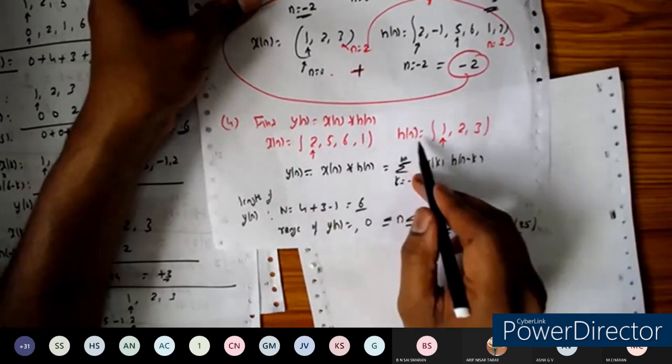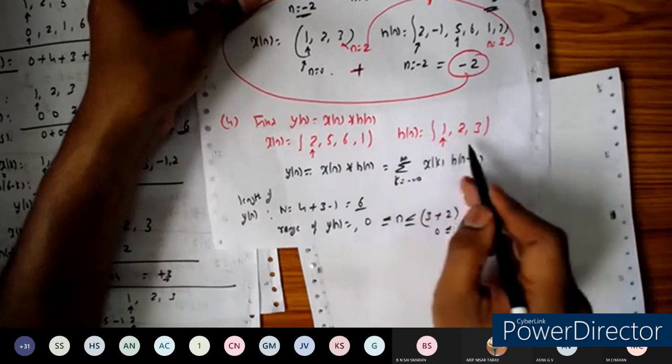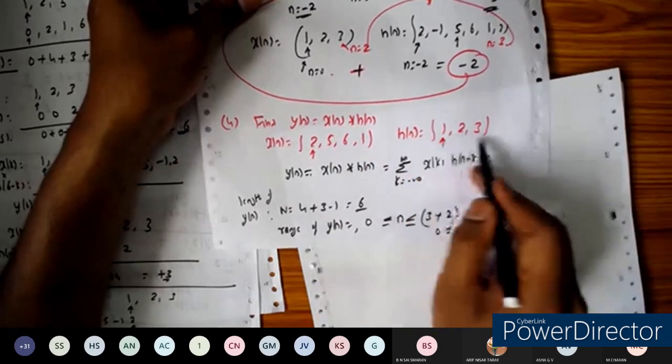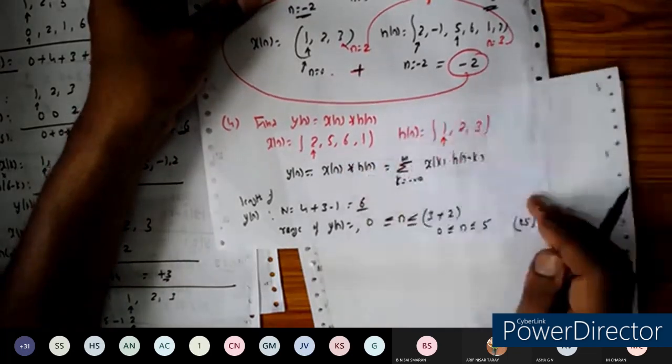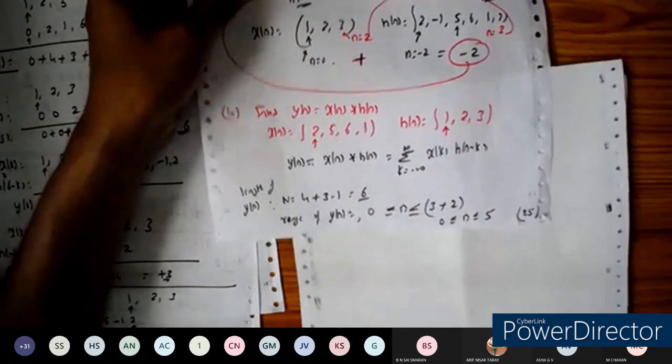And similarly, h of n is there. We want the sequence h of k. Replace n by k, we'll get the sequence h of k here. If I want h of minus k, you can take the reflection of the sequence here. So that will become h of minus k.